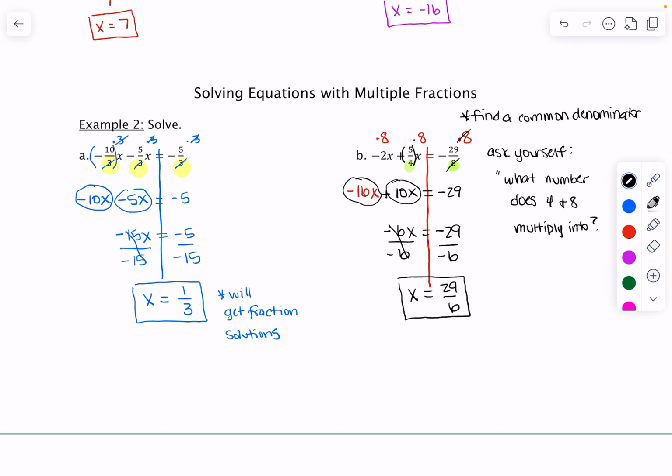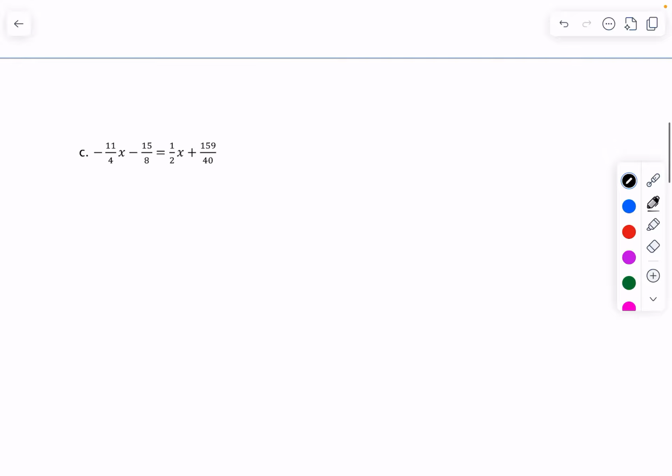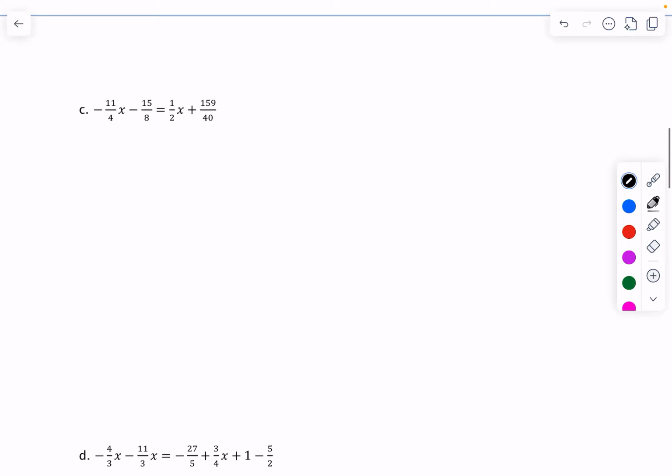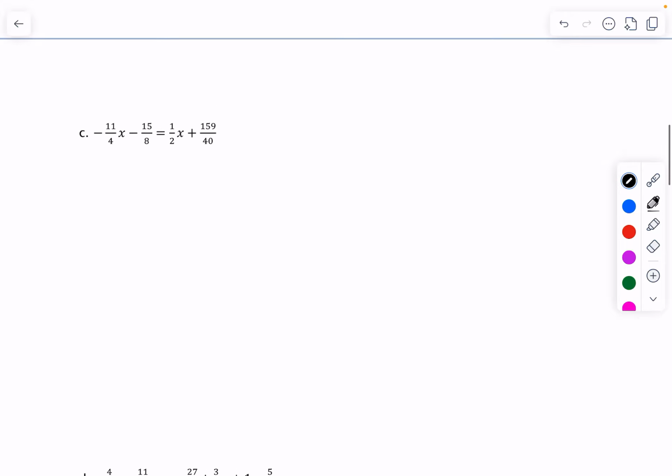Okay. Let's take a look at another problem. This problem is unique in that we've got 4 different numbers that are denominators. We've got a 4, an 8, a 2, and a 40. So this common denominator is a little bit tricky. One thing I always do is check the biggest denominator. In this case, my biggest denominator is going to be 40.